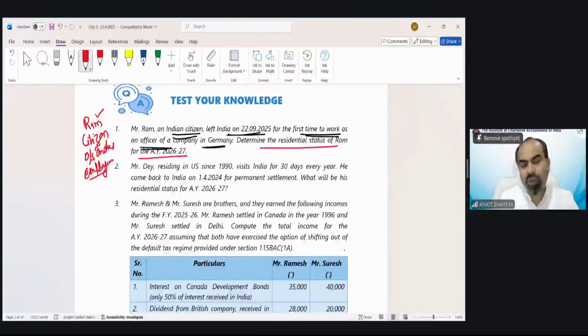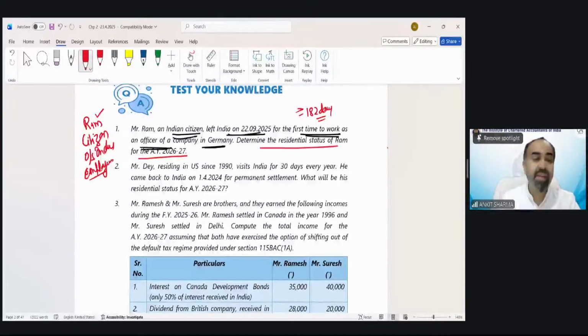So according to these 4 pieces of information, we know that it is a specified category question. That is not a normal case, that is a special case. And as soon as we fall in the special case, only the first condition needs to be fulfilled, and that is more than or equal to 182 days in India, then he would be a resident. Now he left India on 22nd of September. So from April, 30 days, May, 31, June, July, August, and 22nd of September. So those are 175 days he was in India.